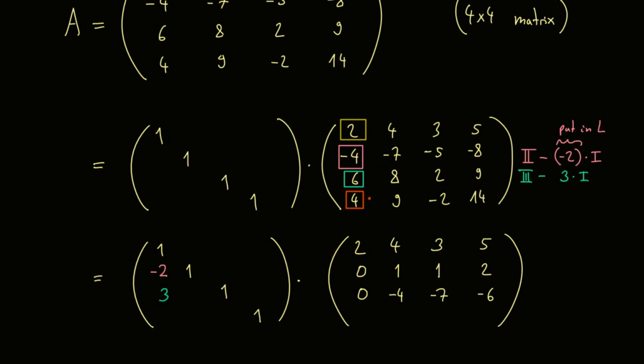And finally we can do the whole thing for the last row. So I take the fourth row and I look at the multiple of the first row I have to subtract. And here it is 2 times the first row. And now you already know we have to put this 2 into our matrix L. And also the calculation in the last row is not so hard.